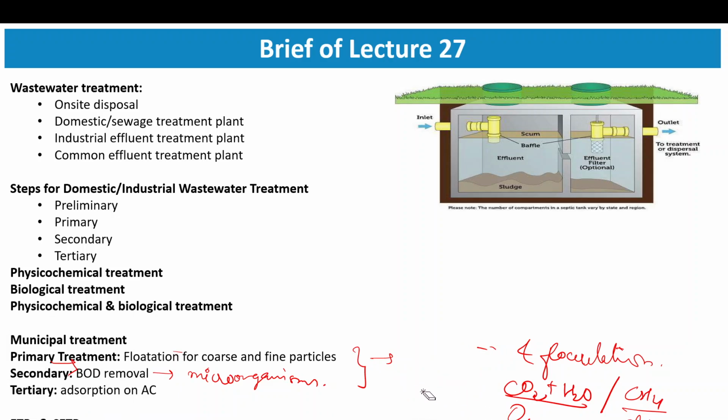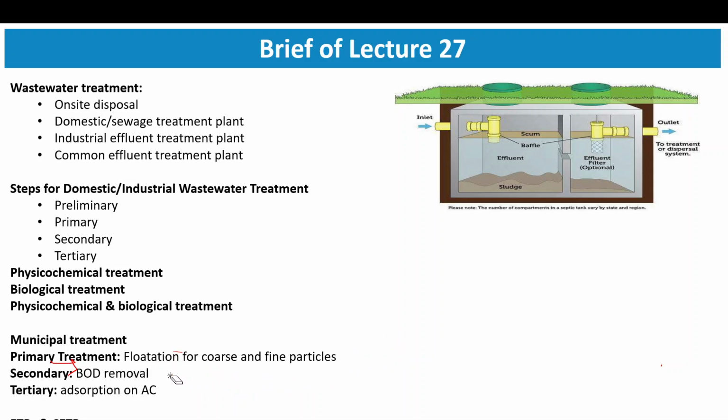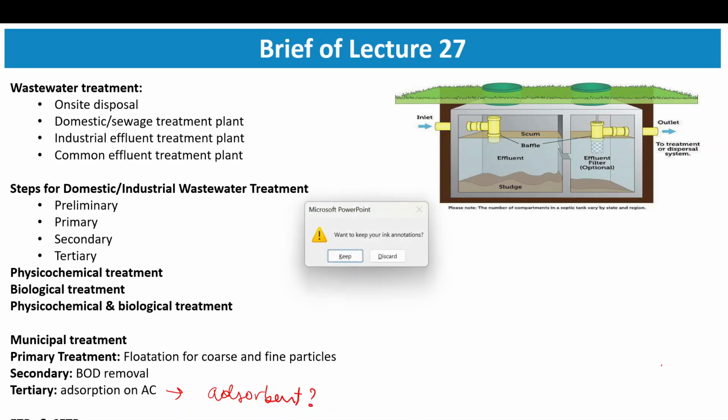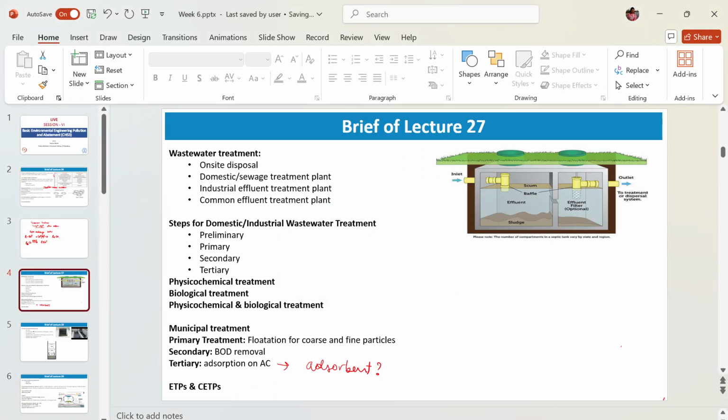Next comes the tertiary treatment, where we can use activated carbon. Now activated carbon is one of the most common adsorbents used in industries. Can you tell me what an adsorbent is, where we can use it, what type of impurities it can separate, what all you know about adsorbents?